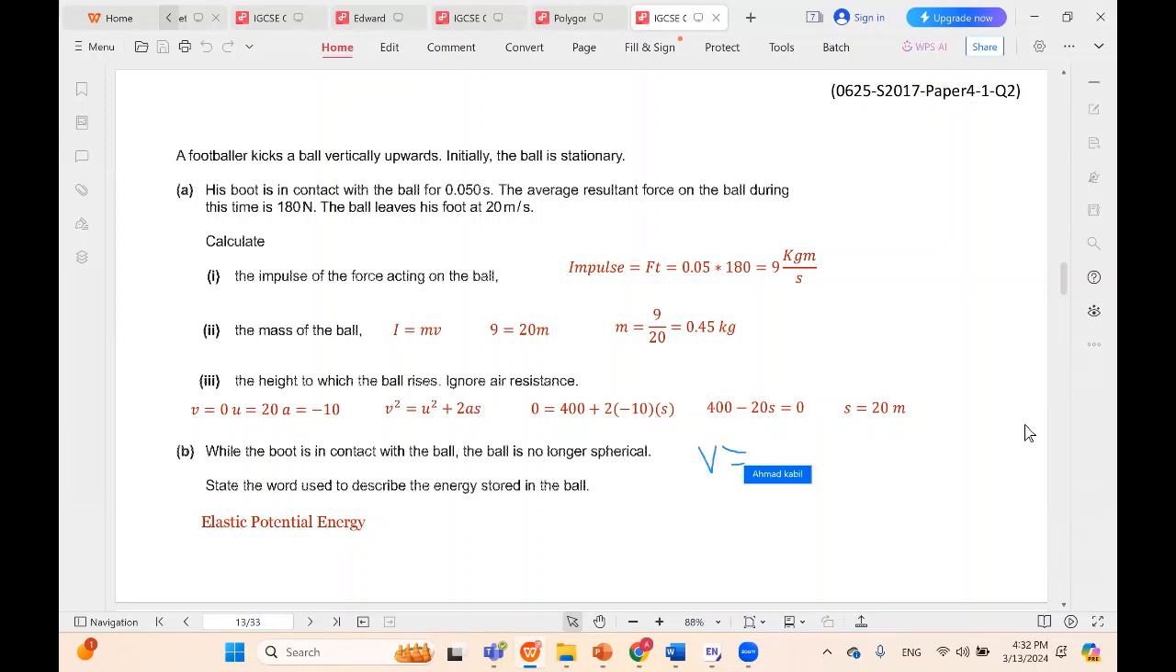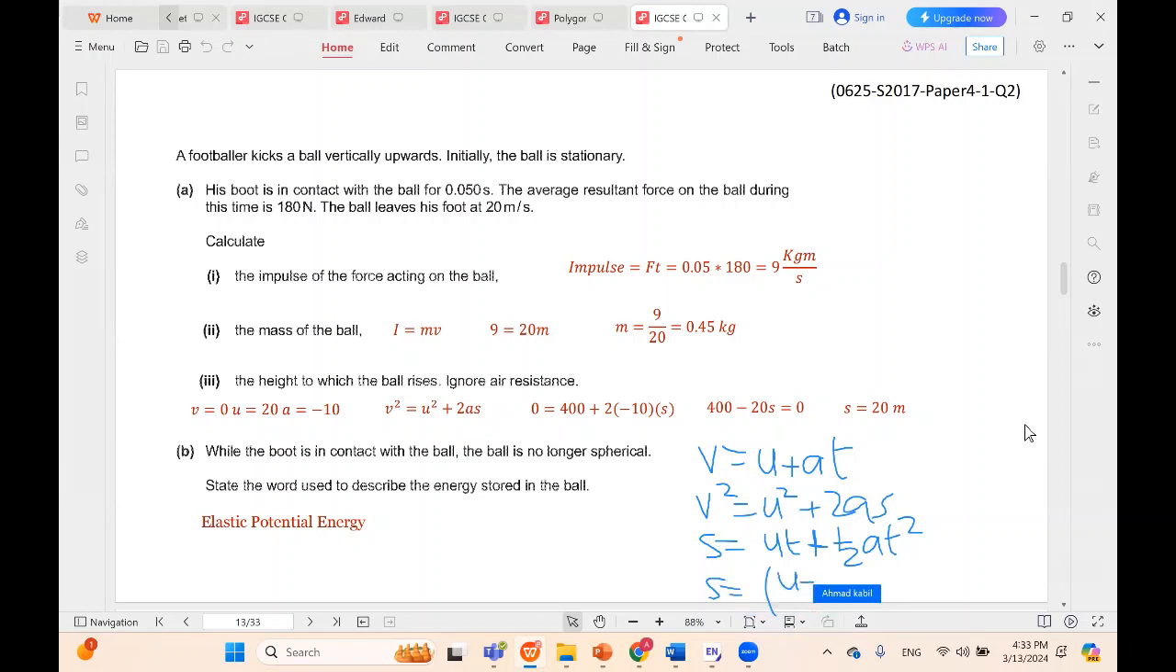So we have V equals U plus AT. V squared equals U squared plus 2AS. S equals UT plus half AT squared. And S equals U plus V over 2 multiplied by T.